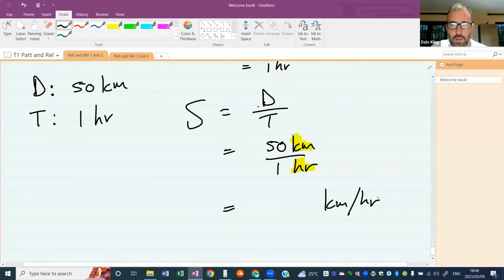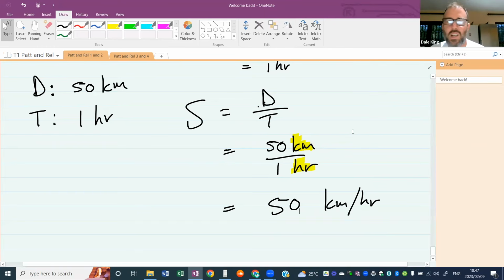Okay, so our units, kilometers per hour, is our speed units. That's what we're going to get out. And it's easy, 50 divided by 1. 50 kilometers per hour. Okay, which is very slow.